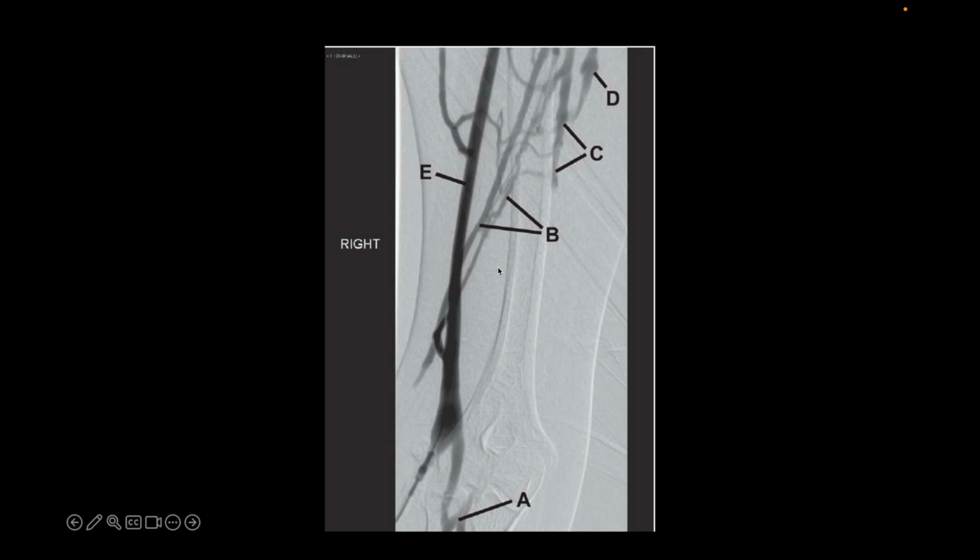B would be your deep brachial veins, so these would be the venous equivalents of the profunda brachii arteries. I think if they showed this, it would be actually quite harsh. It's quite difficult. C is your brachial vein, and then D, they're pointing to a valve. Again, I don't think they're going to ask that.